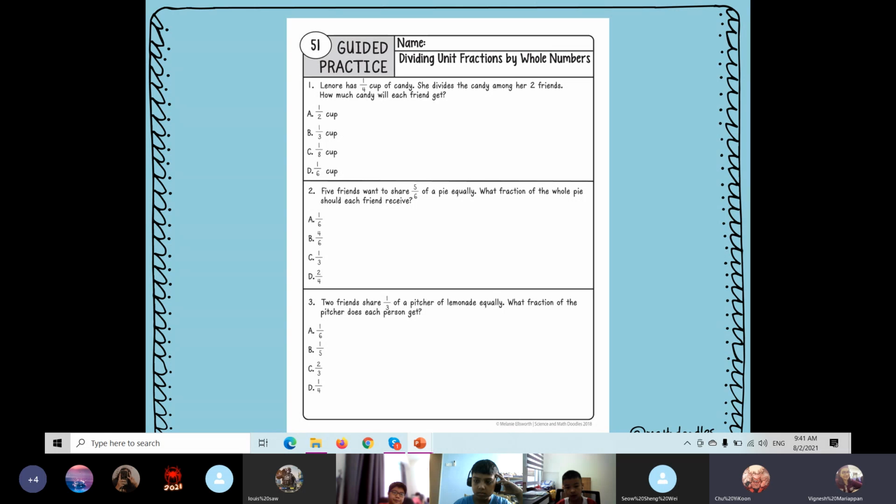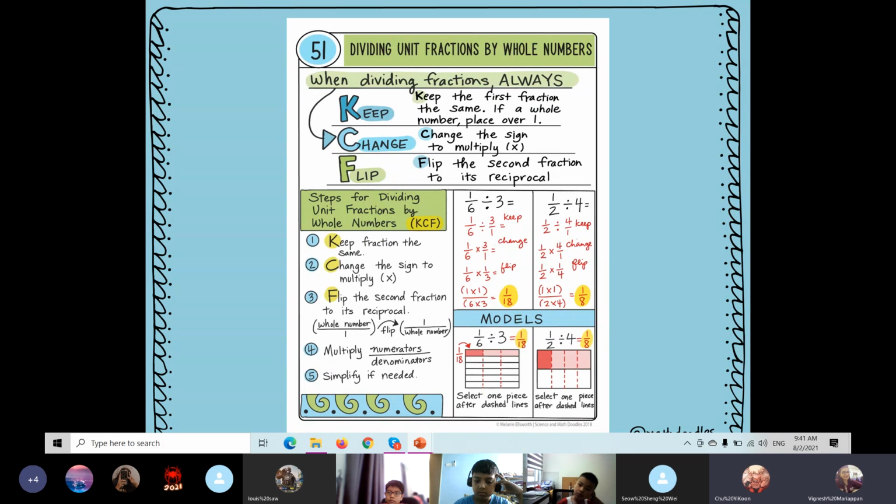Louisa, remember or not the steps that teacher taught just now? Can see the example here. The first thing you need to do is you have to write the 3 or the 4 in fraction form. Can you see? 1 over 6 divide 3 over 1, correct? And then the first fraction you have to keep. That means it has to remain the same. And then you have to change the division sign to the multiplication sign. And then the second fraction, you have to flip.